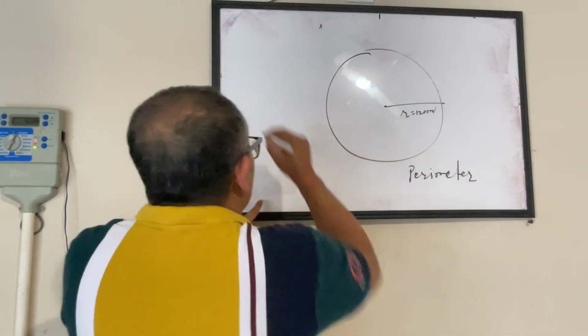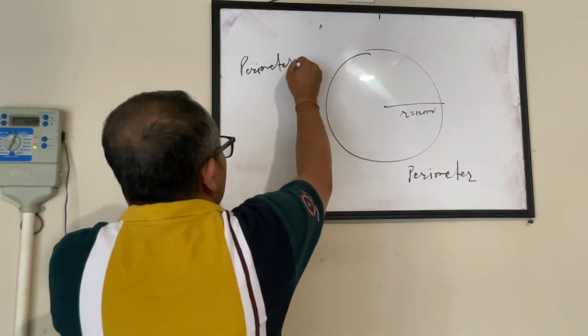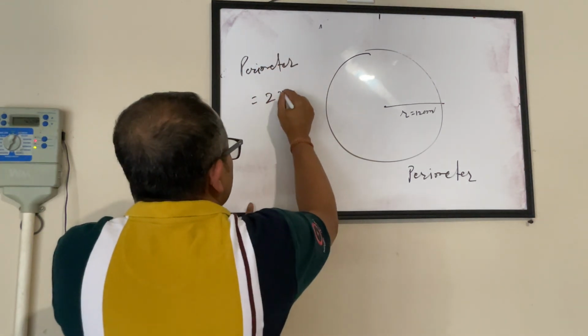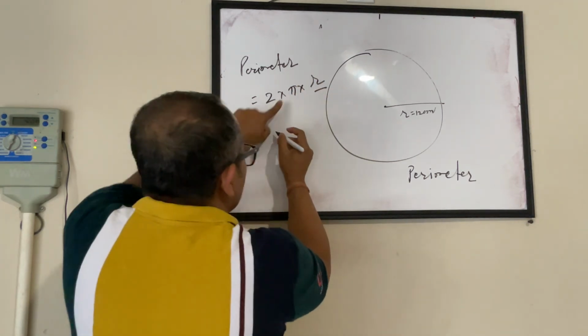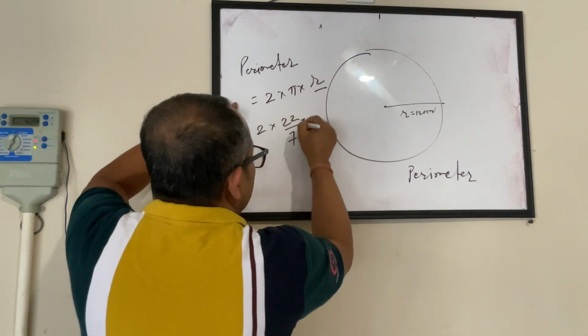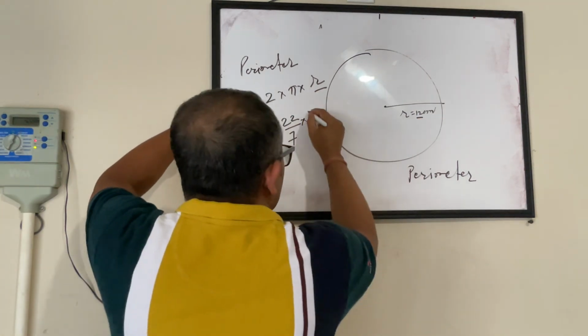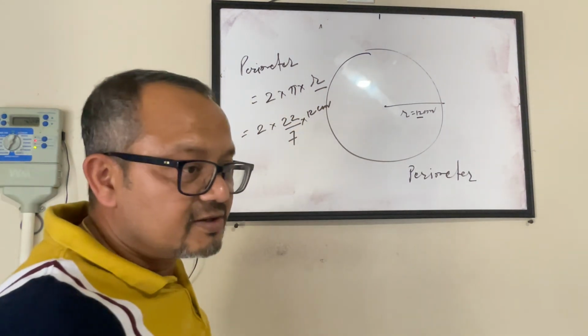So we know that the perimeter of a circle is 2 times pi times r. R is the radius. And we know that pi equals 22/7, times r. R is 12 centimeters. This will be my perimeter.